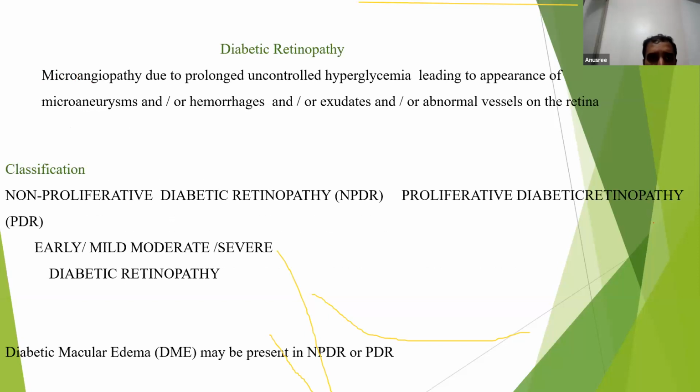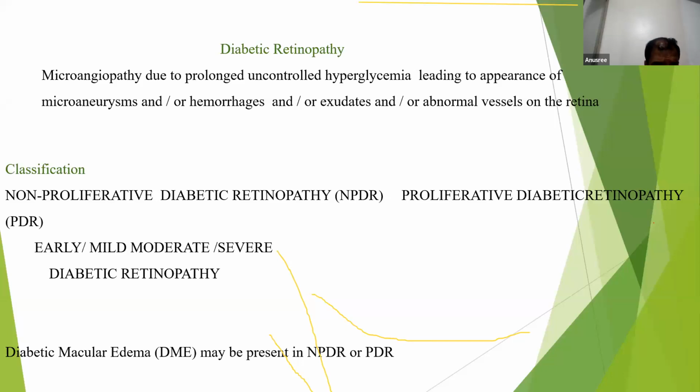And a few words on diabetic retinopathy. These are microangiopathies due to prolonged uncontrolled hyperglycemia. These patients present very late to us because it is usually not looked for, and they may be asymptomatic. When their macular region is affected, they will have some problem of diminishing vision. Otherwise, they will present with floaters, etc.